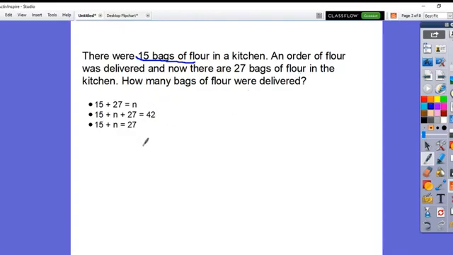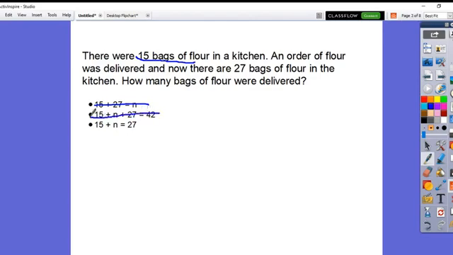So let's see which one matches this. 15 plus 27 equals n. That means we started with 15, we added 27 bags, and now we have an unknown amount. That's not what the problem said. So this is incorrect. 15 plus n plus 27 equals 42. Again, we know we started with 15. We were adding an unknown value, but then we're adding 27 to get 42. That's not what the problem said.